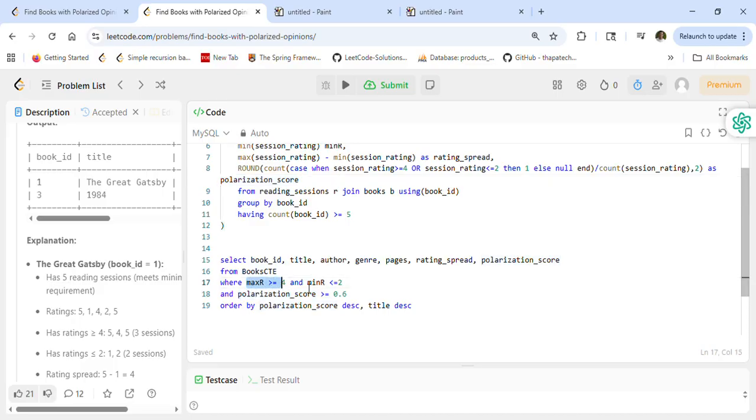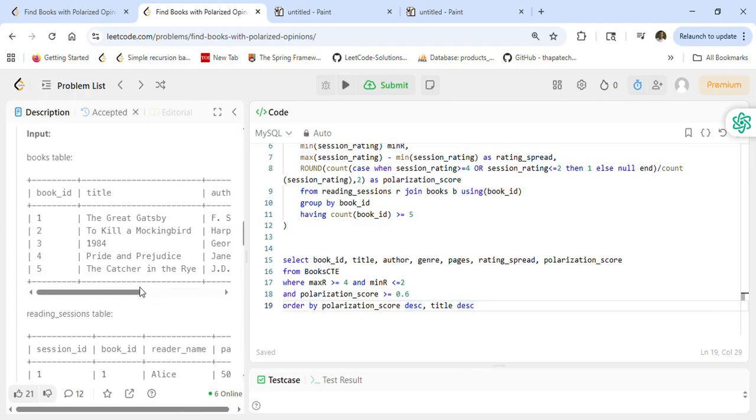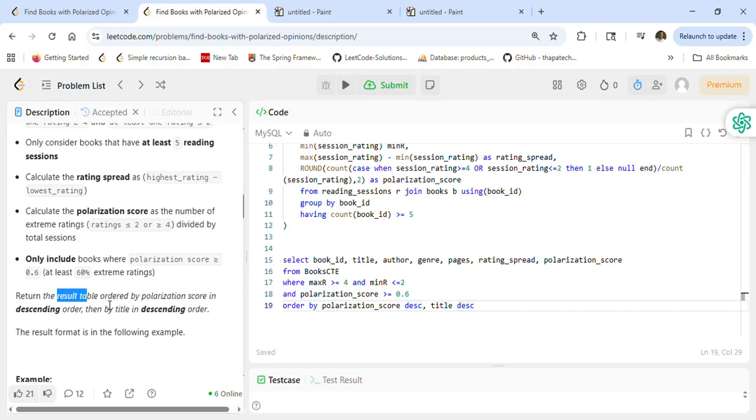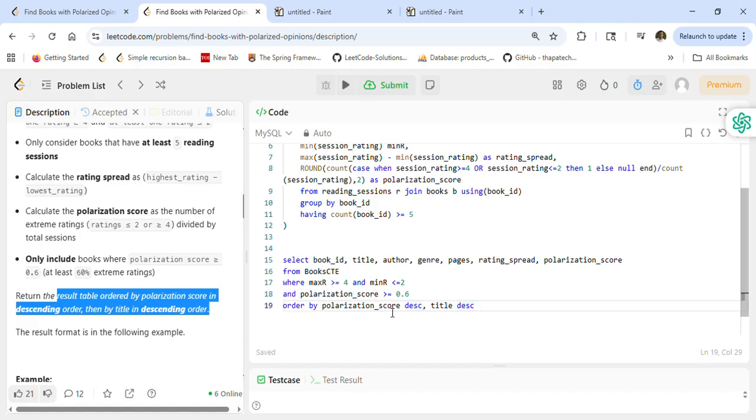Here we are putting a condition where max R should be greater than or equal to 4 and min R should be less than or equal to 2. Then only we will select those records, correct? And polarization score should be greater than or equal to 0.6. If that is there, then only we will show those books, correct? Order by polarization score descending and title descending, because that's how they want it, right? If you take a look here, they are saying return the result table ordered by polarization score in descending order, then by title in descending order.